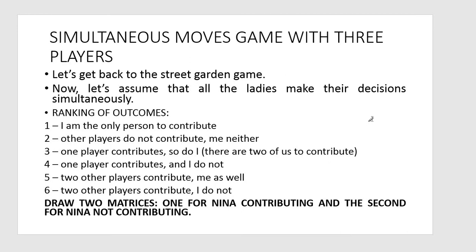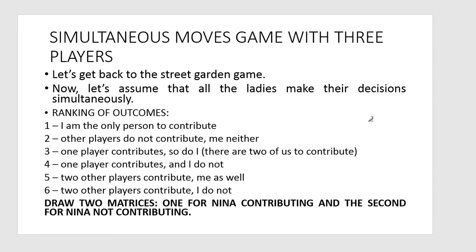so we can try to solve a simultaneous game with 3 players using the same payoff matrix, but this will require you applying some additional tricks. So here we can get back to the street garden game, which was analyzed during the previous lecture. But now let's assume that all the ladies, I mean Emily, Nina and Talia, make their decisions simultaneously.